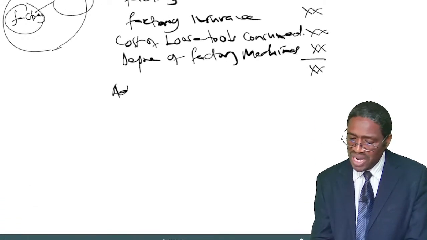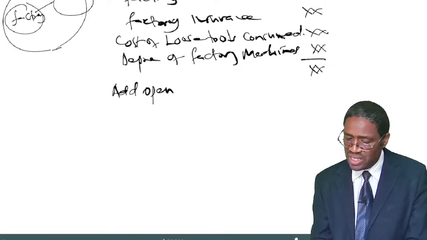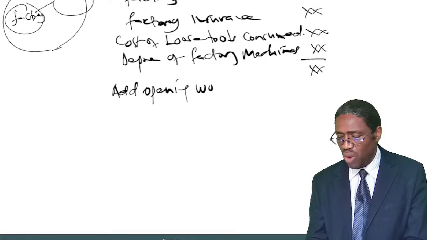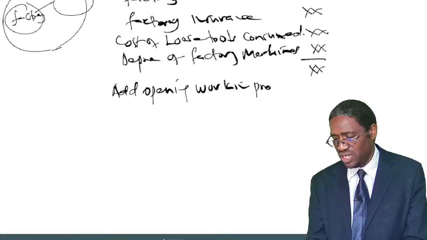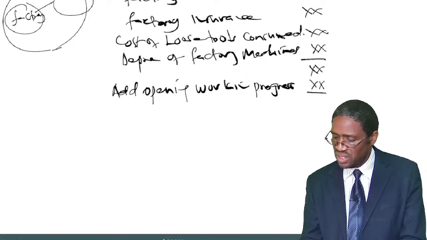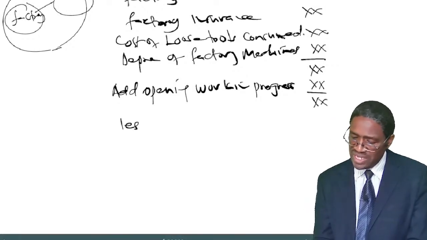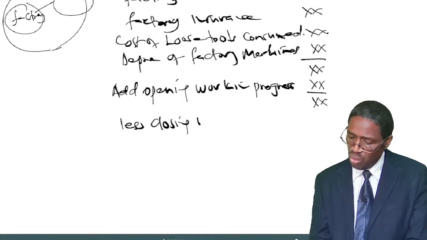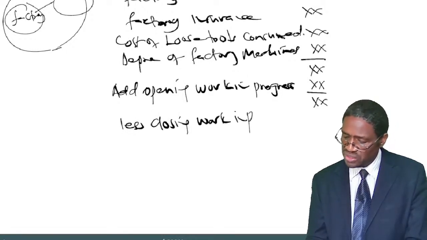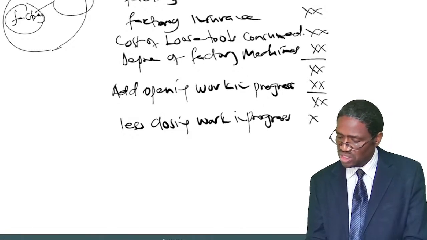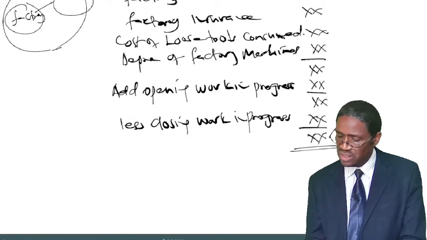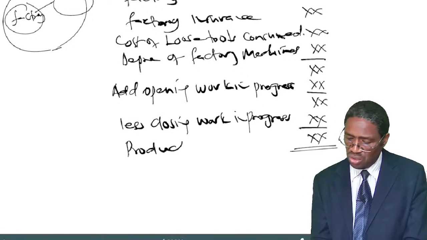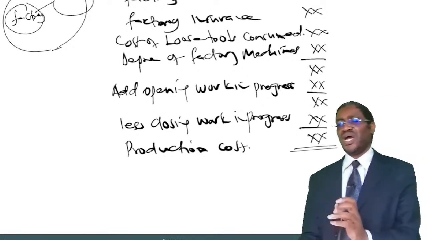How? You now add what the examiner will give you as opening work in progress, whatever it is. You get the total there, then you less closing work in progress, whatever it is. Whatever you now get, that becomes your production cost. Good. So copy that last section.